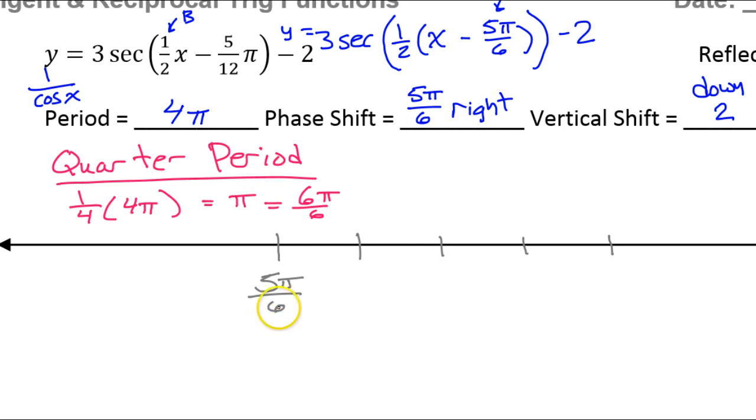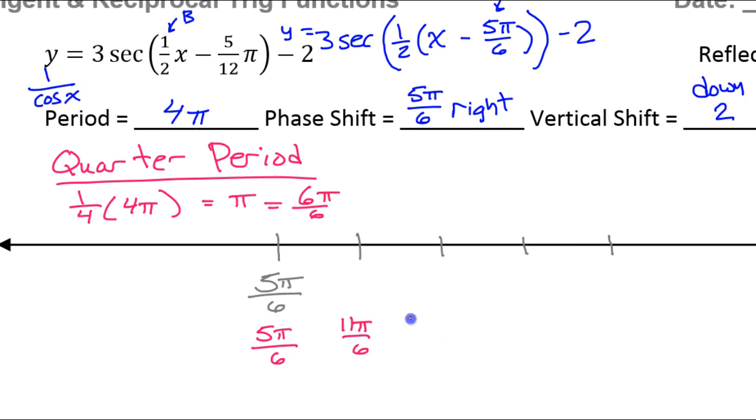Okay, so I've got 5 pi over 6. I'm just recopying this down here so it'll be in line with my other stuff. So I have this 5 pi over 6, and I'm going to add 6 pi over 6 because I'm going to the right. 5 plus 6 is 11, so this next position would be 11 pi over 6.